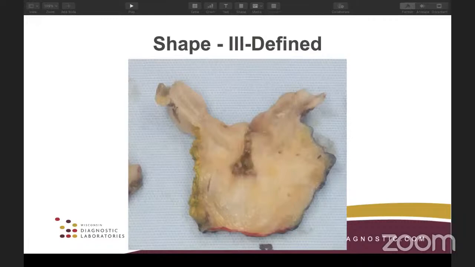Now, kind of the opposite of that is ill-defined or poorly defined. So this is a slice from a Whipple specimen, and you can see kind of the white area that's kind of on the bottom and towards the right. So that's the tumor. And you can see kind of the edge of that is very poorly defined. It doesn't have a sharp edge like the fibroid does. So that's ill-defined. It kind of infiltrates into the surrounding tissue.